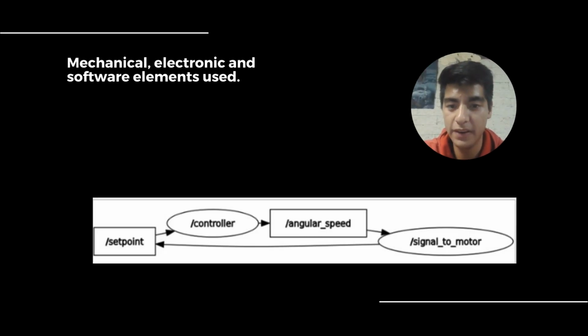The nodes and topics will act as follows. The signal to motor node will publish in the setpoint topic. The controller node will read this data, will rotate the motor, and publish its speed in the topic angular speed, which will be read by the signal to motor node, generating the loop.